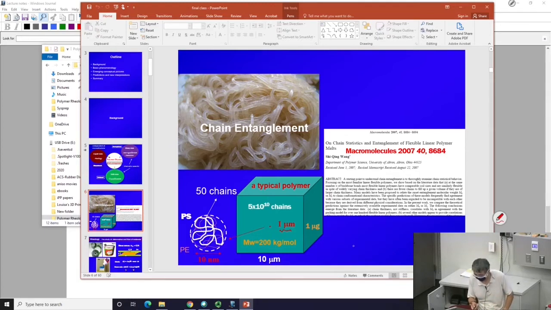I'll give you an example. Even if you just have a 10 micron by 10 micron by 10 micron piece of material, there will be something like 10 to the 10 chains already, typically. So it's just a mind-boggling, complicated system, right? There are that many chains, and they mingle with each other. They happily try to diffuse around. That's a bit of the polymer physics.